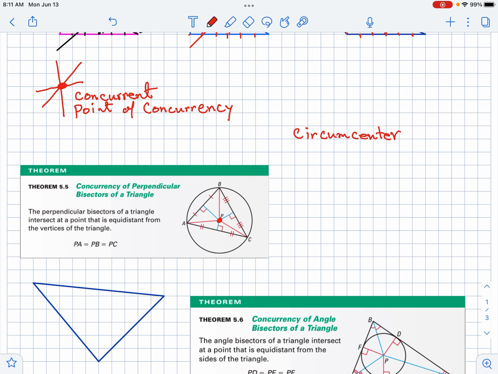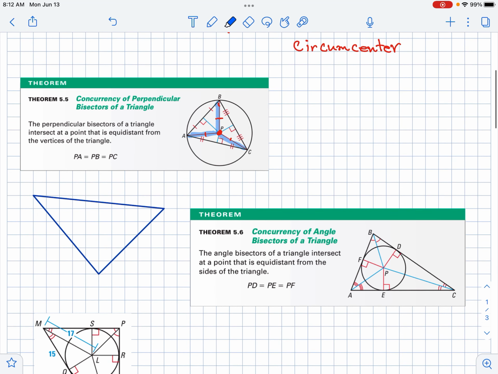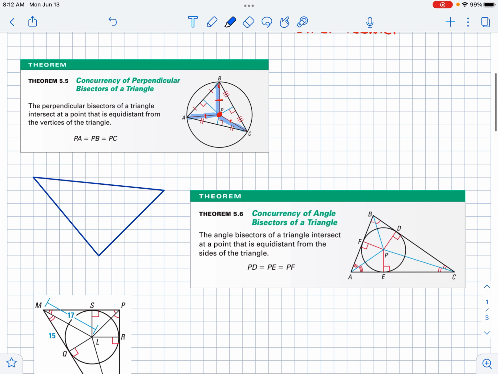The point of intersection here, the circumcenter, is going to be equidistant from each of the vertices of the triangle. Okay, so what we say is this right here is the same length as this, is the same length as this. That's what we want to take note about these perpendicular bisector intersections. Now, that's perpendicular bisectors of the sides.